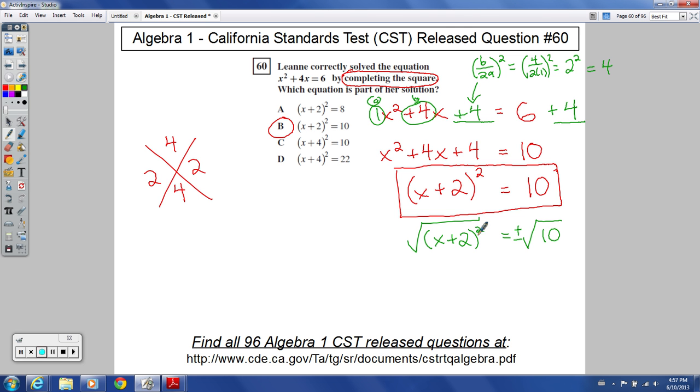And what happens to squares and square roots? Well, they cancel each other out. And so we would just have x plus 2 equal to plus or minus radical 10. Subtract 2 from both sides. This would be your solution or solutions for x. You would actually have 2: negative 2 plus the square root of 10 and negative 2 minus the square root of 10. So this would be a final answer if it said solve for x. It doesn't say solve for x though, it just says which equation is part of her solution. It was that one right there. So number 60, choice B.